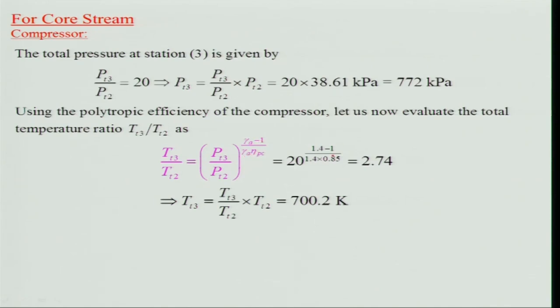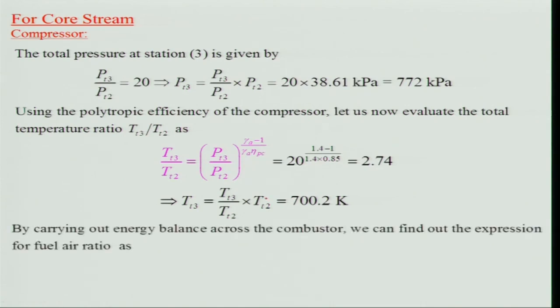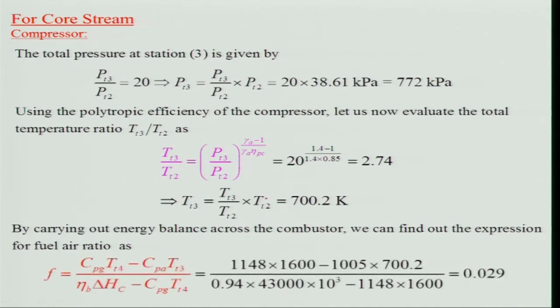So, when you substitute these values, you will get 2.74. And then from that we know TT2, so you can get TT3 as 700.02 Kelvin. By carrying out energy balance across the combustor, we can find out the expression for fuel air ratio. We have already done this; we know all those values. TT4 is given, TT3 already evaluated, and delta S is given, eta B is given. So, you substitute and get the value of F, that is fuel air ratio.